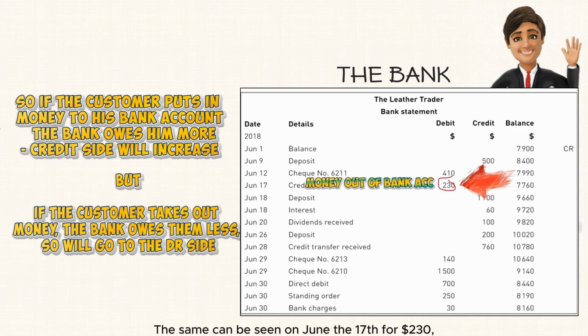The same can be seen on June the 17th for 230. And if we go further down on June the 29th, we can see that 140 has been paid, going out of the account, reducing the amount of money that the bank owes the customer.